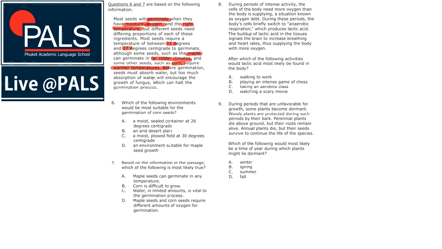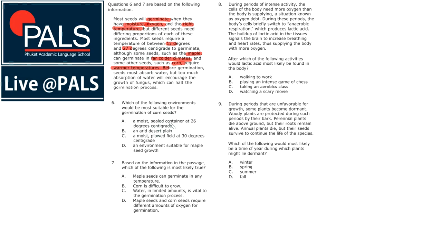Before germination, seeds must absorb water, but too much absorption of water will encourage the growth of fungus, which can halt the germination process. So not too much water. Which of the following environments would be most suitable for the germination of corn seeds? So we just learned that corn requires warmer temperatures than the average, which is between 15 to 27 degrees.